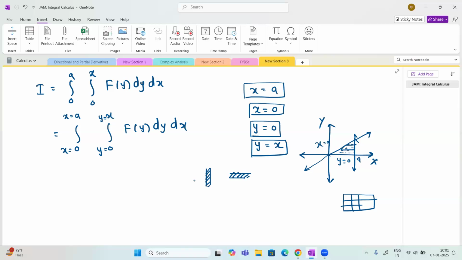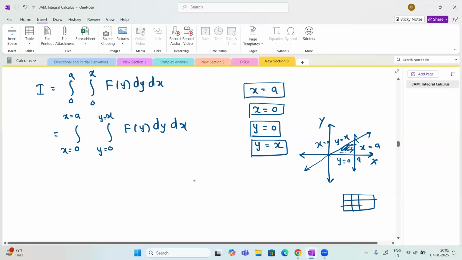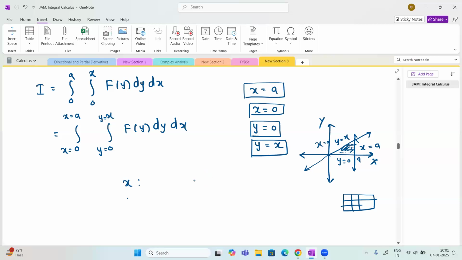So here I'm considering a strip parallel to the x-axis. Its equation is y is equal to x. Let me write here: this is y is equal to x, and this is x is equal to a. So the strip is parallel to the x-axis now, so I should write the limits of x first, and then the limits of y. What will be the limits of x? y to a. Very good. And limits of y? 0 to a. Yes.